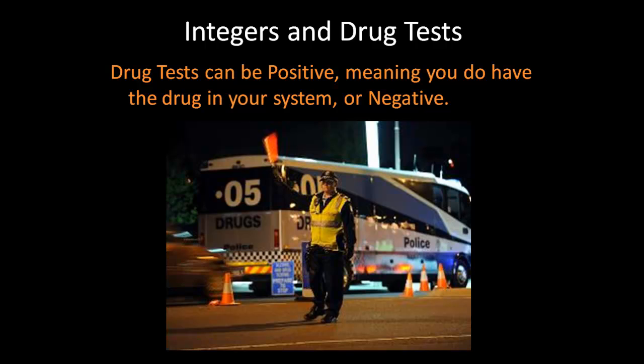The police set up roadblocks and do drink and drug tests. If they give you the test and there are no drugs present, that's called a negative result. However, if drugs or alcohol are detected in your blood, well, then that comes up as a positive result, but this time the positive result is bad news.